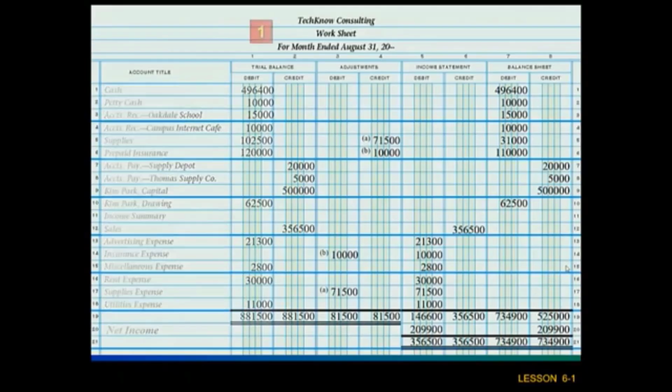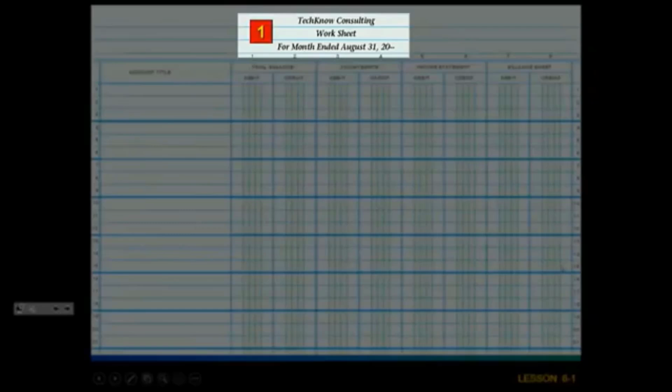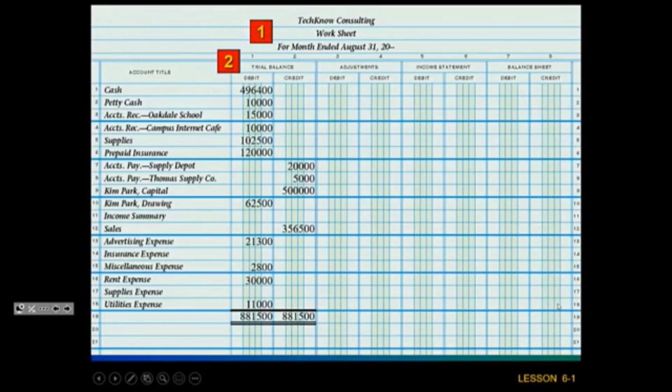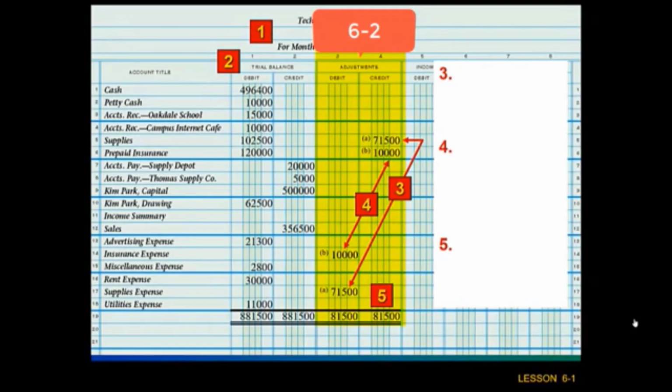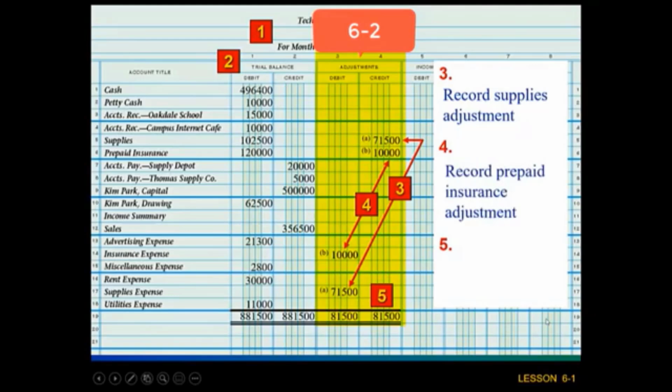So the first thing that we're going to do when we create a worksheet is what's called the heading of the worksheet. The second piece is where we record what's called the trial balance. After you've recorded your trial balance and you've made sure that debits equal credits, we're going to move on to the adjustments column, which is step number 3, to prepare what's called our supplies adjustment. Step number 4 would be to record our prepaid insurance adjustment. Step number 5 will be proving and ruling all adjustments.